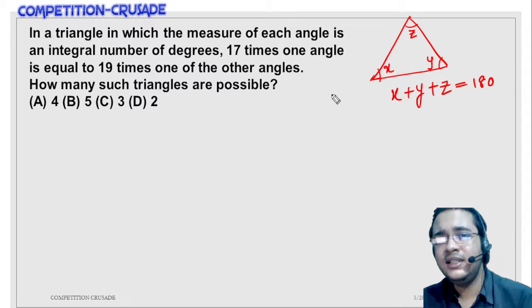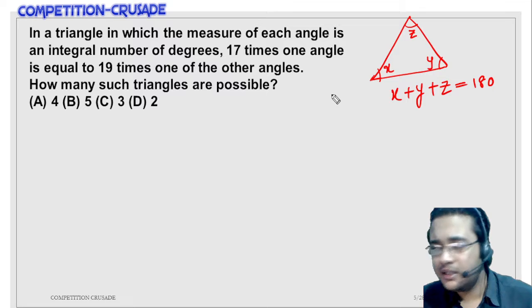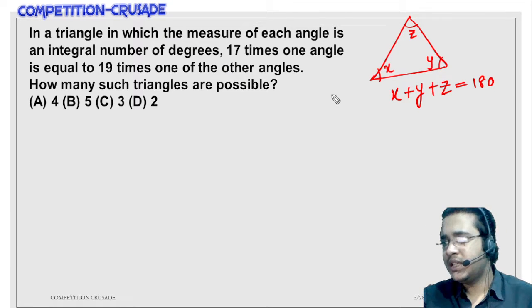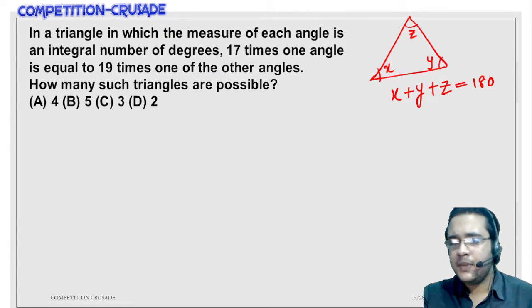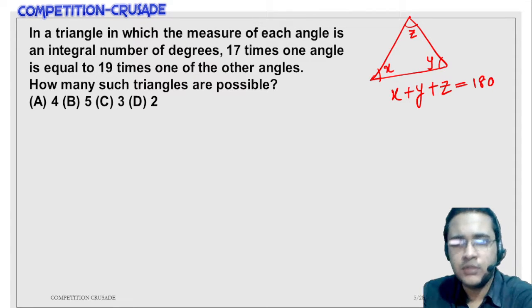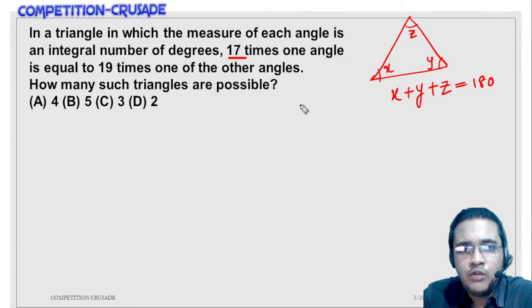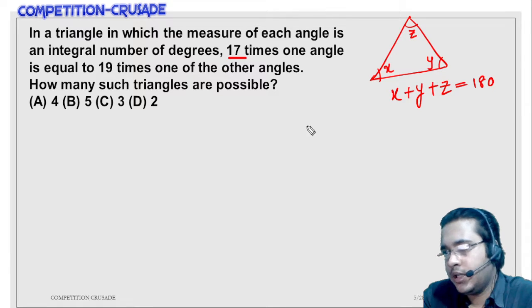Also the fact that they're integral. What do I mean by integral numbers is that obviously there is no scope of two angles becoming equal. Okay. Also by integral, the possibility of fractional or decimal type angles also get eliminated. Okay. Now the next point says 17 times one angle is equal to 19 times one of the other angles. How many such triangles are possible? Okay, a good question.